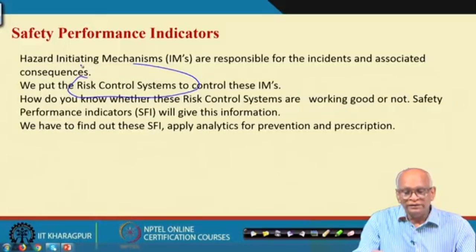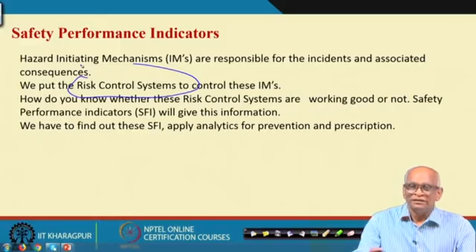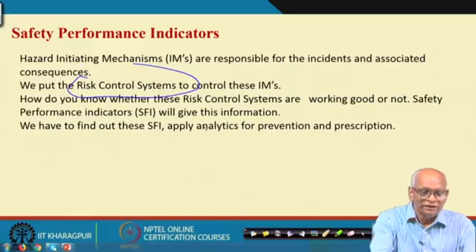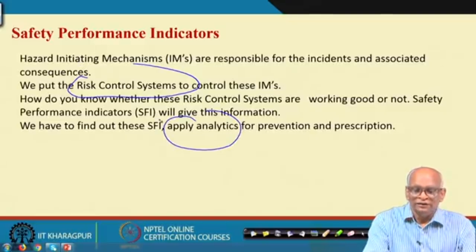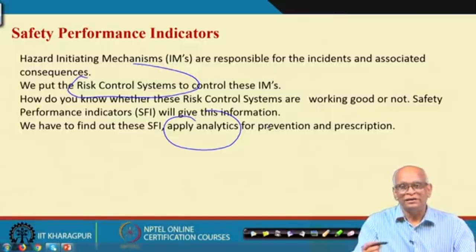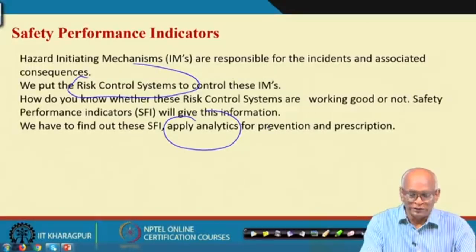How do you know whether the risk control systems are working well or not? Safety performance indicators will give this information. We have to find out these safety performance indicators. Once you find them, you apply analytics to get prescriptive measures and prevention of these incidents. Now, we will go into more detail on this.